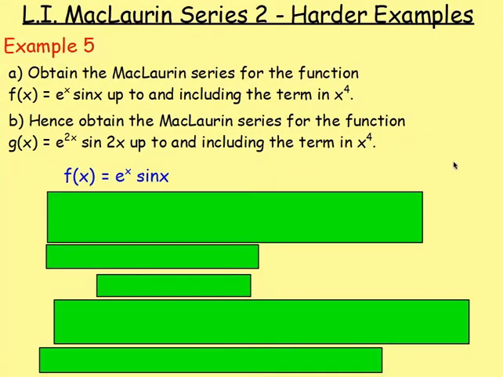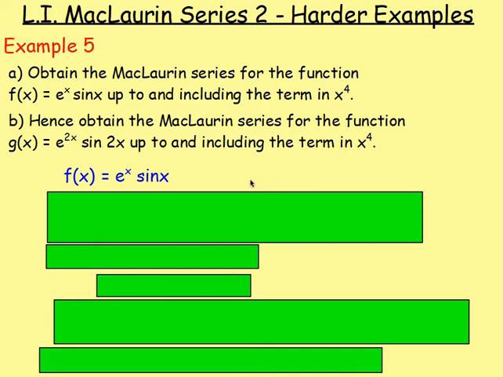Example 5 with MacLaurin series. Part A, obtain the MacLaurin series for the function f of x equals e to the power of x sin x up to and including the term in x to the power of 4. And B, hence obtain the MacLaurin series for the function g of x equals e to the power of 2x sin 2x up to and including the term in x to the power of 4.